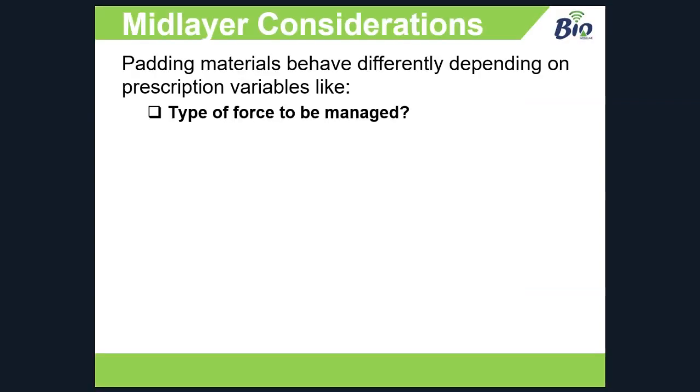We're padding materials, okay, so this is now just to consider what to go for, what my thought process would go through when I'm looking at mid layers. What type of force is it that we want to manage? All right, shear, direct, impact. Where is the padding? What position?